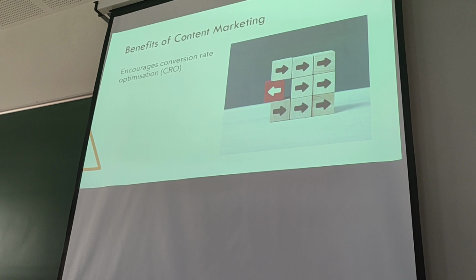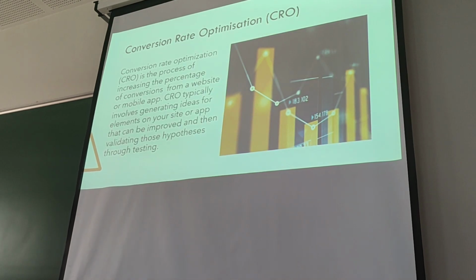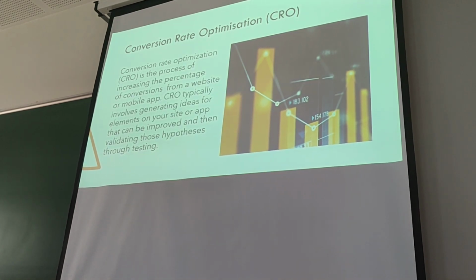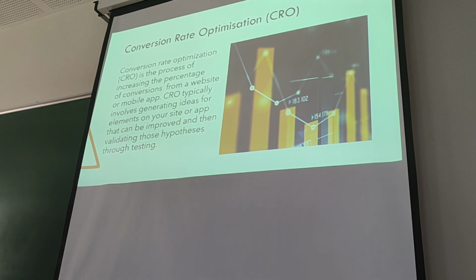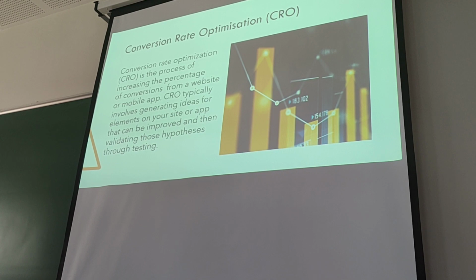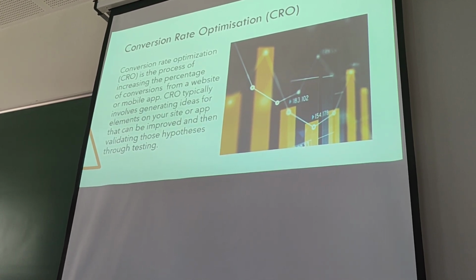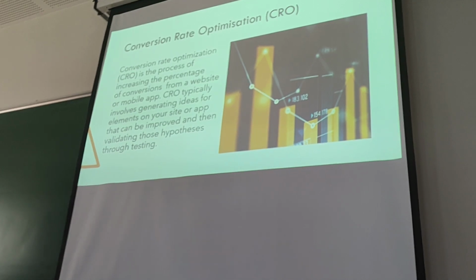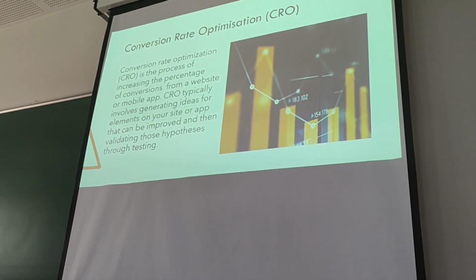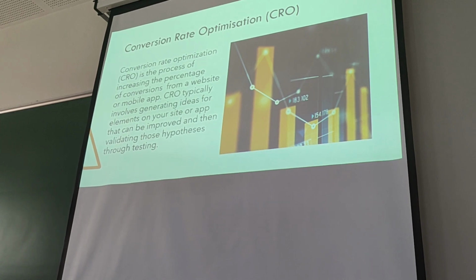So, conversion rate optimization. Conversion rate optimization is the process of increasing the percentage of conversions from a website or mobile app. It typically involves generating ideas for elements on your site or app that can be improved and then validating them through testing. So it's basically trying to work out what is going to get more conversions on your website and then doing it.